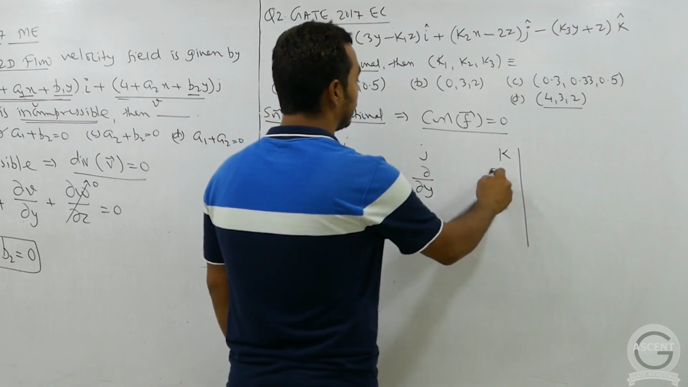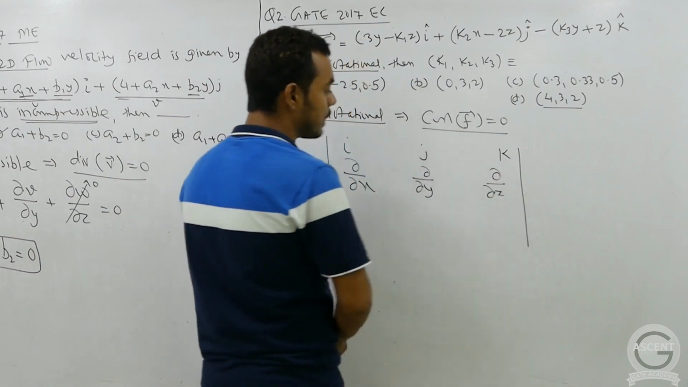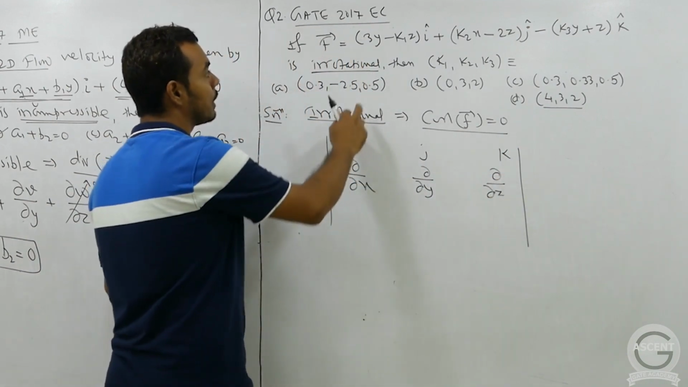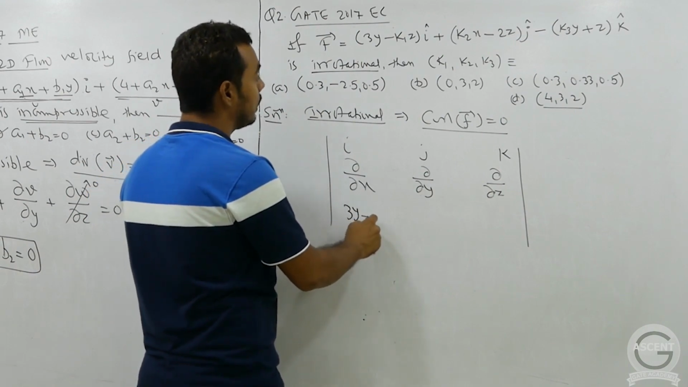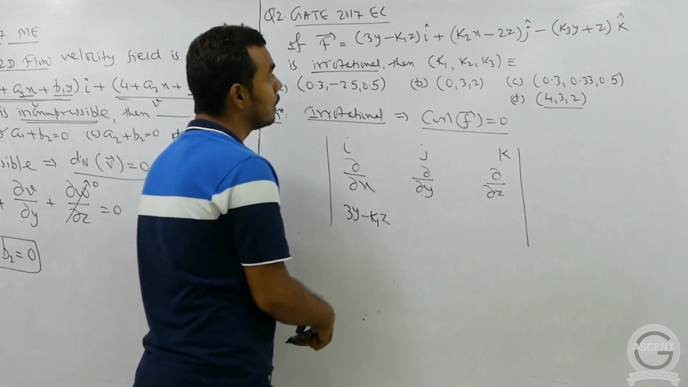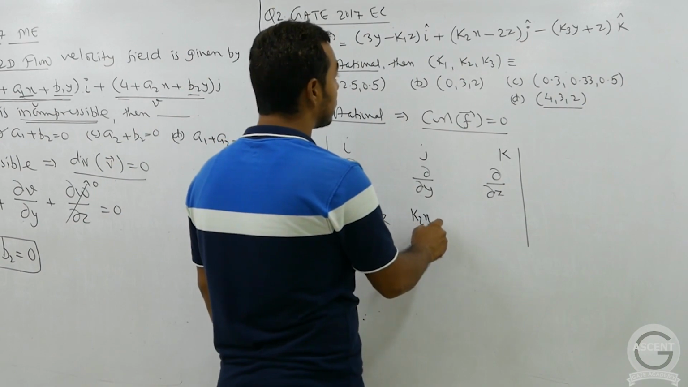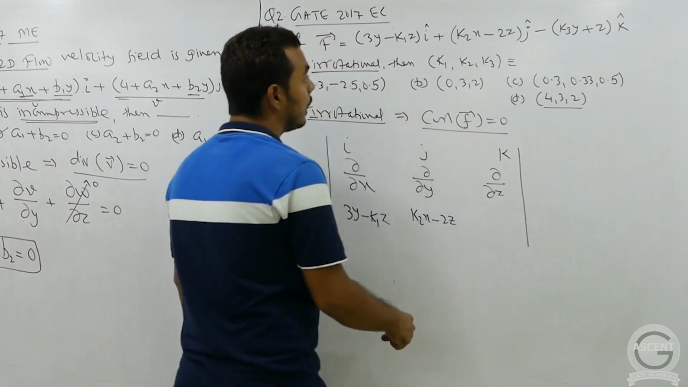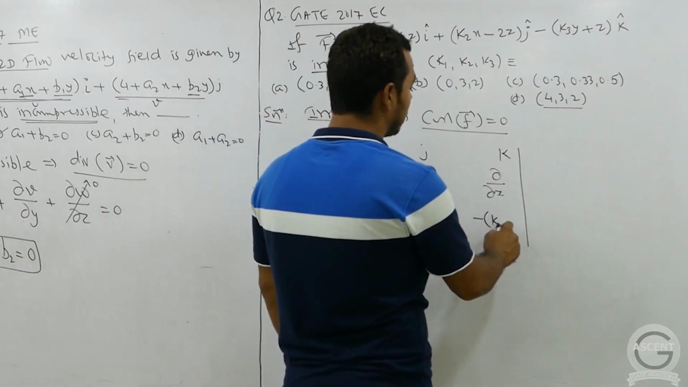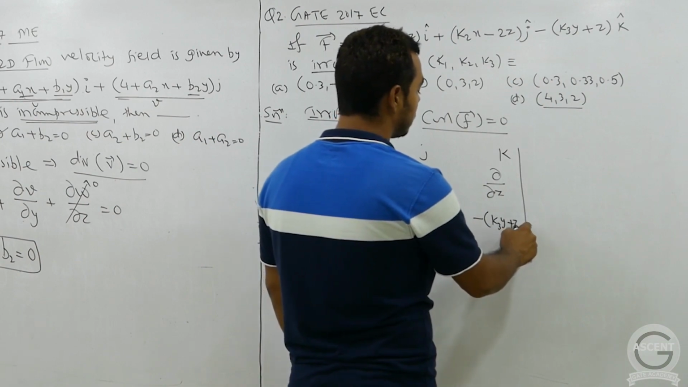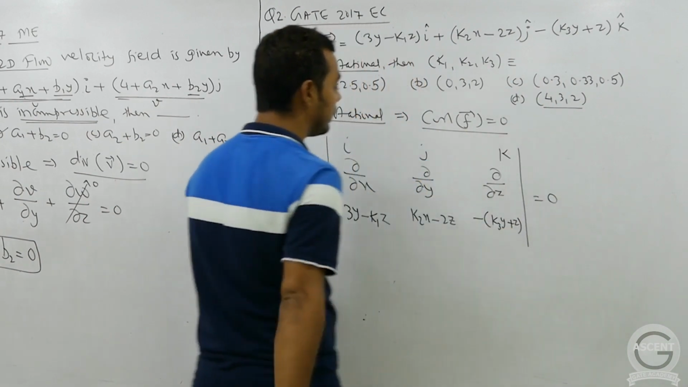y, and then del by del z. This will be the second row. The third row will be the xyz component. So 3y minus k1z, then k2x minus 2z, and then minus k3y plus z, and this will be 0.